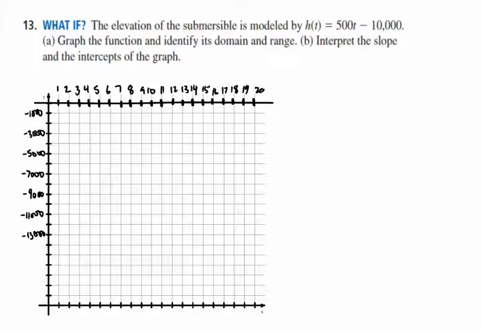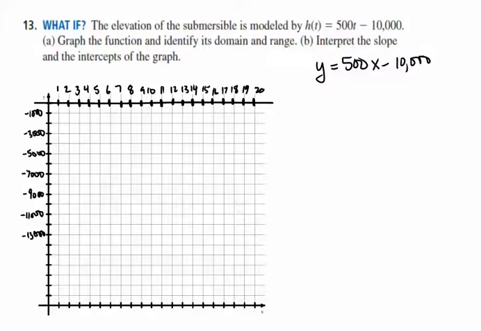Okay, in this video we'll continue the previous problem in example 6, and that is the elevation of the submersible now is modeled by the equation h of t is equal to 500t minus 10,000 feet. We want to graph the function, identify its domain and range, interpret the slopes and the intercepts of the graph. So you recall that for our purposes, h of t is simply another way of saying y is equal to 500x minus 10,000.